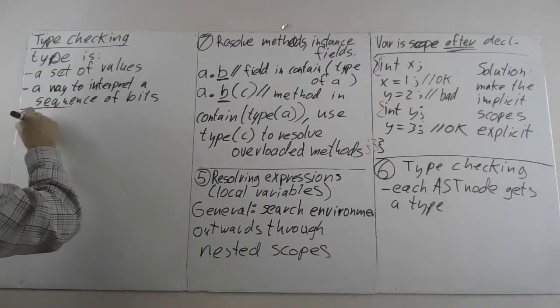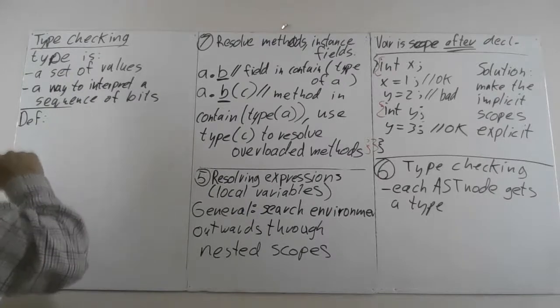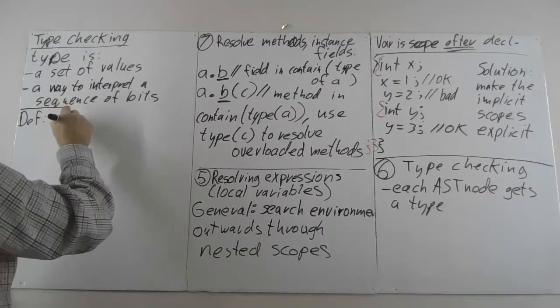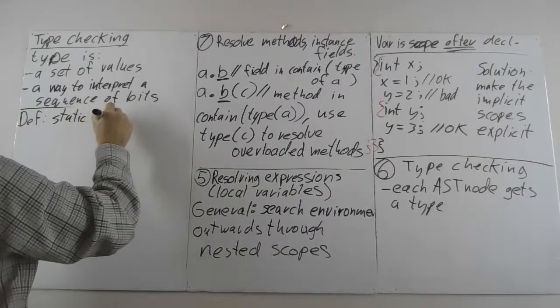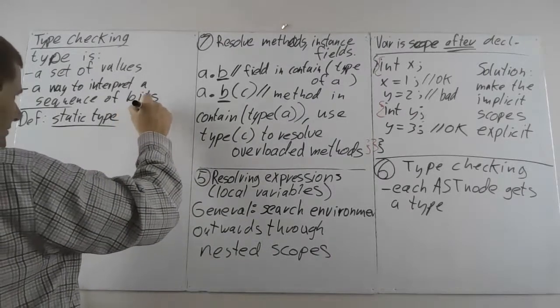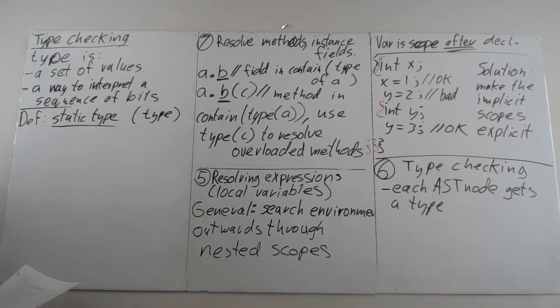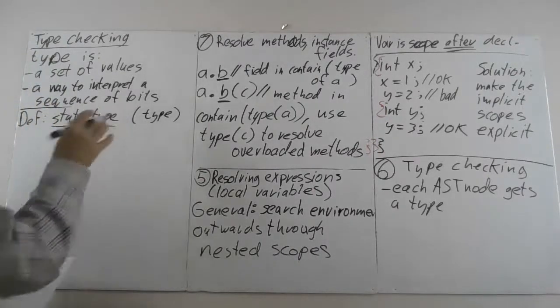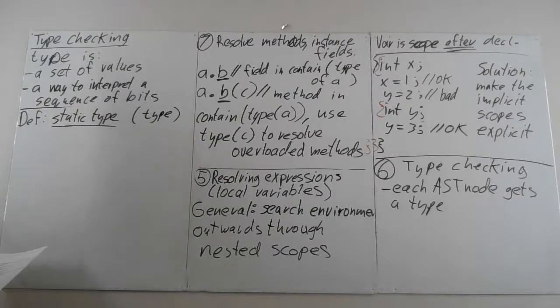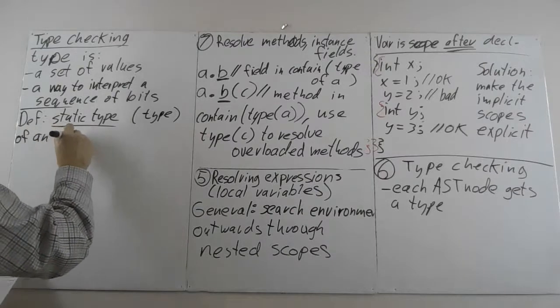So the static type, we're going to give a static type to an expression. In brackets, I'm just going to say type, because some of the people that have fights over this will say static types are the only true types, and dynamic types aren't really types. So we're going to call these guys types. But anyway, I'm going to call them static types. The static type is something that you give an expression.